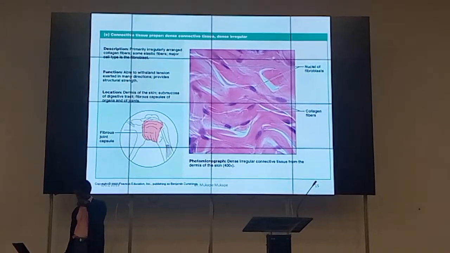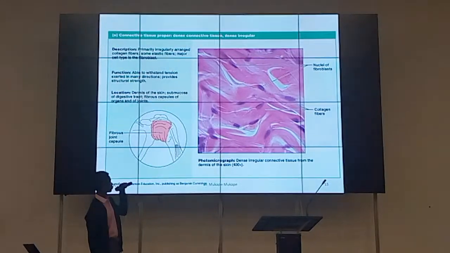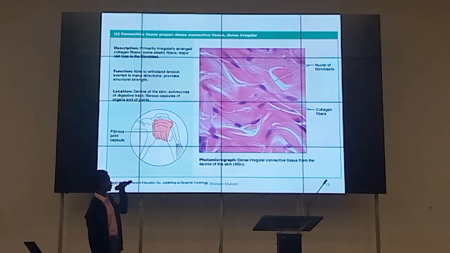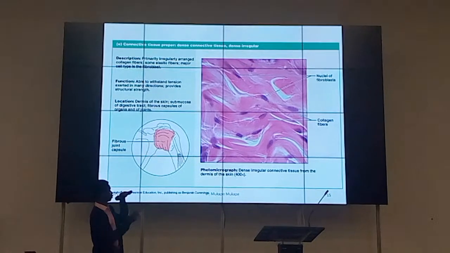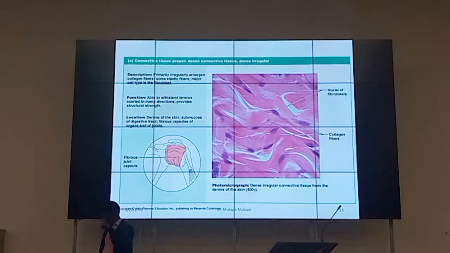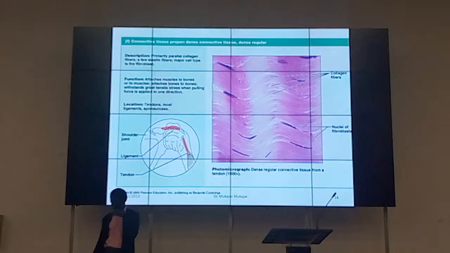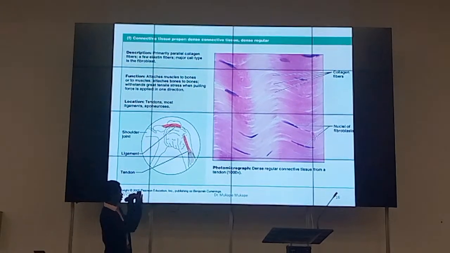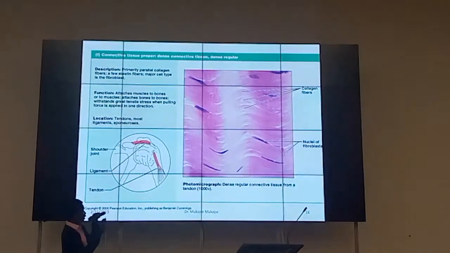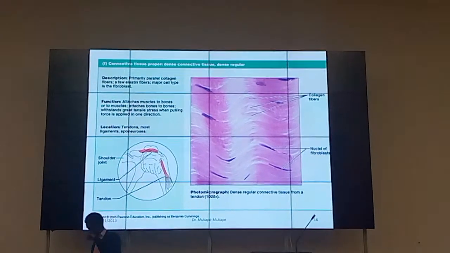Dense irregular connective tissue. You can see the nuclei of fibroblasts, and we can see the collagen fibers in a haphazard manner. If you check this one as well as this one, you can see a clear pattern in terms of the arrangement of the nuclei of the fibroblasts and the collagen fibers. Okay, so this is dense regular.